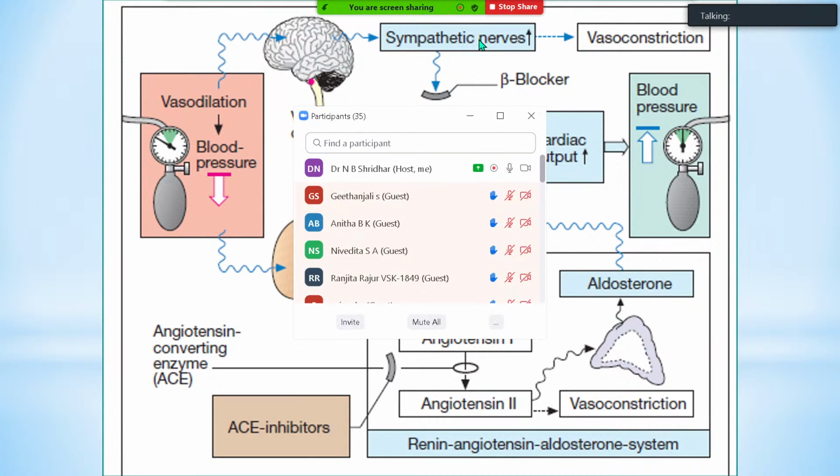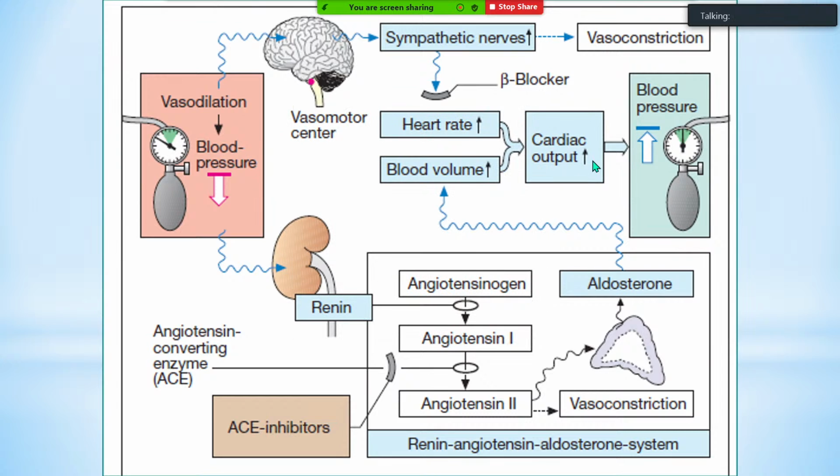Whereas any drug which acts on ACE, or the conversion of angiotensin 1 to 2, or any step which inhibits these steps, is going to act as a very good anti-hypertensive drug. So these are among the most popular anti-hypertensive drugs.